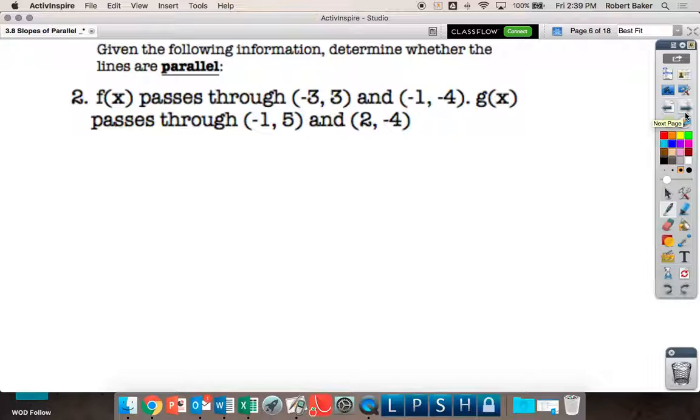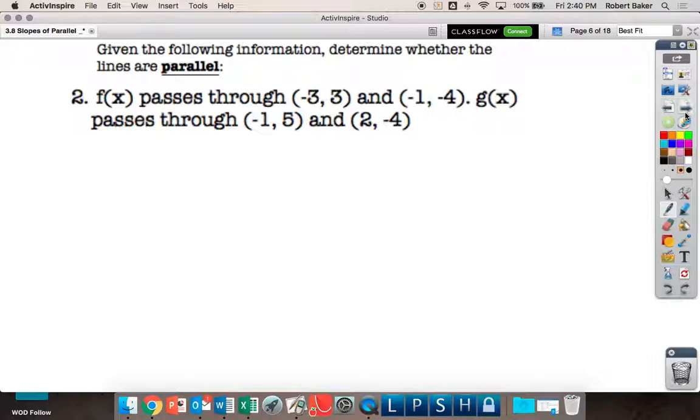Here is a set of two coordinates. You might want to write this one down. I want to know if (-3, 3) and (1, 4), or f of x and g of x, are parallel. Is the line that connects those two points parallel? Are f of x and g of x parallel? Yes.